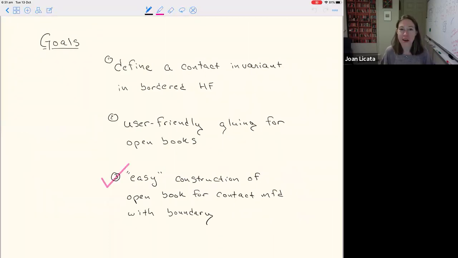Okay, so as I said, the goals were set up to guarantee success. It's always nice to do something and then write your goals after the fact so you can check them off. But this is what I meant by having an easy construction of an open book for a contact manifold with boundary: we take the objects we already understand and just cut something out of them. Okay. And so now we want to move on to maybe some of the harder ones.